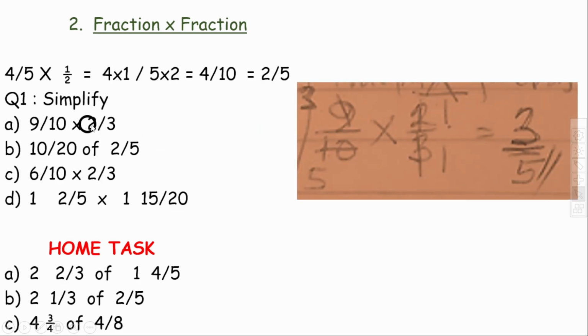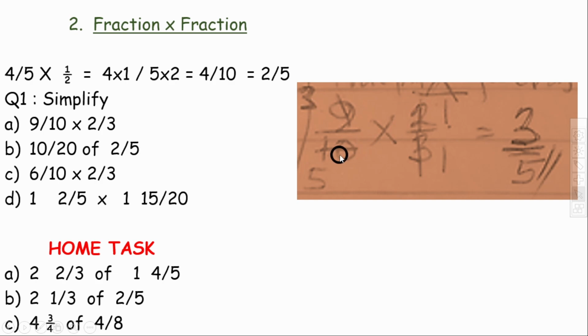9 all over 10 times 2 all over 3. Do you observe anything? We can observe that 9 and 3 have a common factor, and the common factor is 3. So we divide both the numerator and the denominator by 3. 3 divided by 3 is 1. 9 divided by 3 is 3. So you write the 3 here.